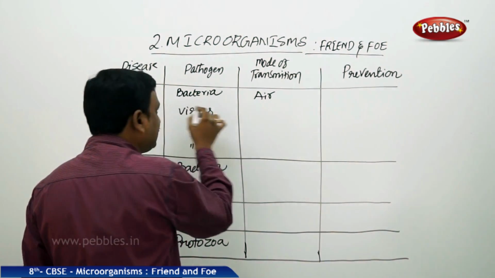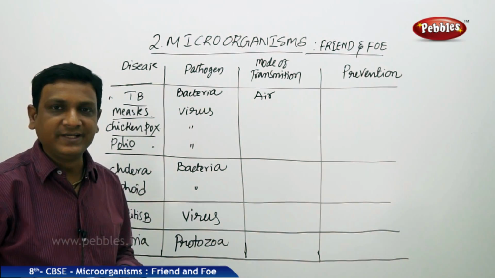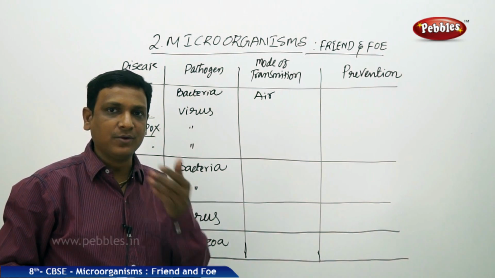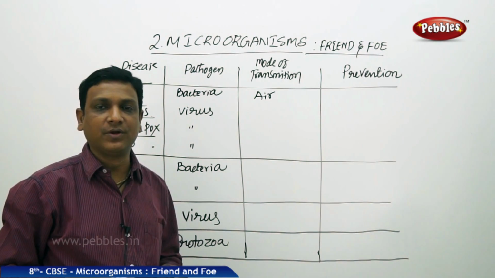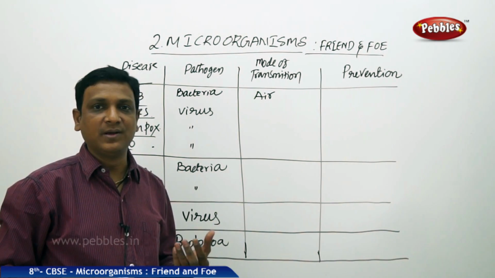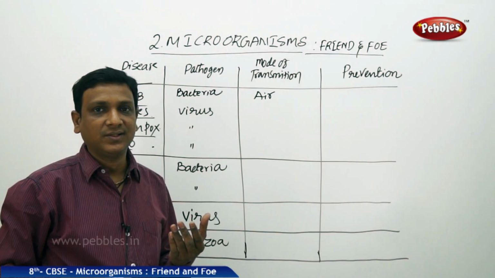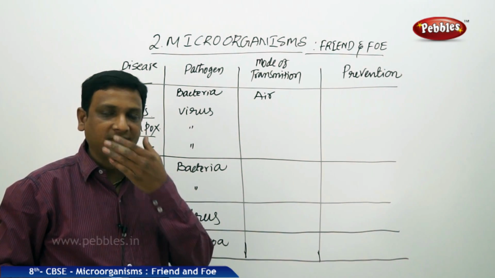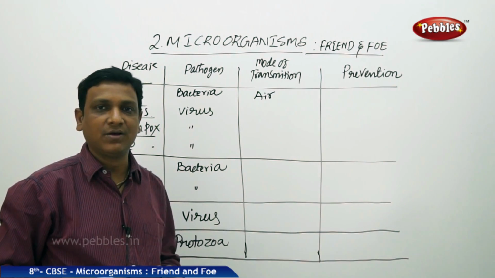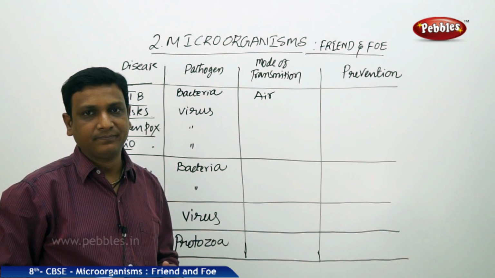Now, let us see the prevention of TB. TB, how can we prevent? We can take personal care. When somebody is sneezing or coughing, you keep a handkerchief across your nose and mouth. And the person who is suffering with TB also, they should take care that they should not spread the disease. So they should have a handkerchief to cover their mouth or nose when they are sneezing or coughing. In that way, it can be prevented.